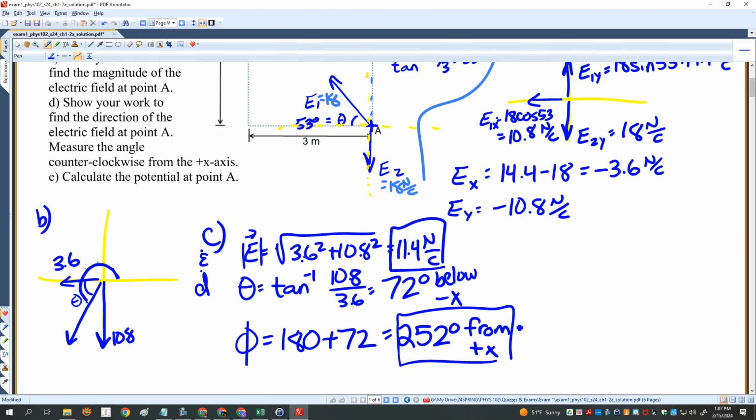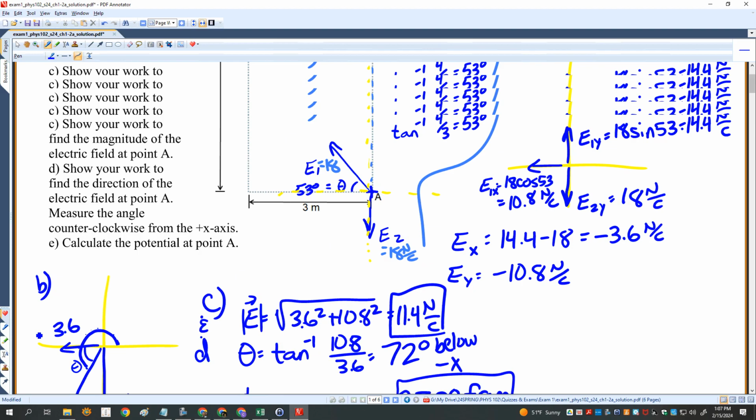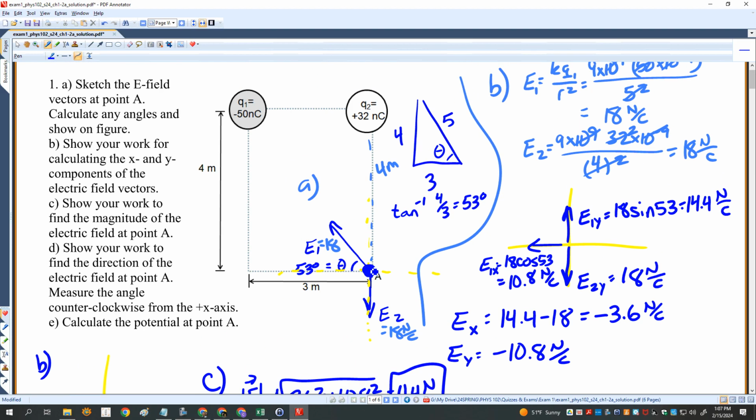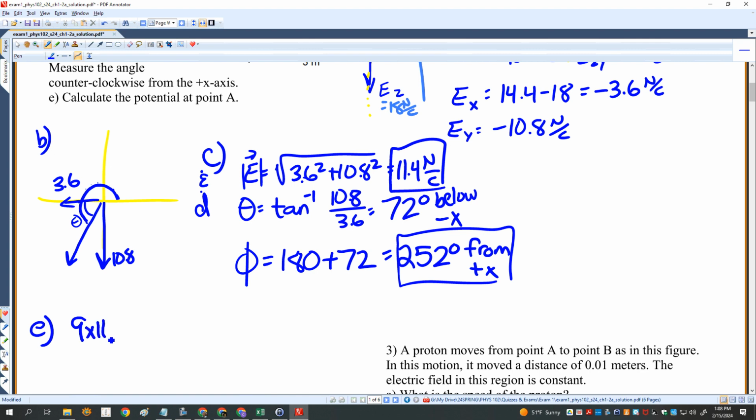So the final part of this question, part E, is to find the potential. And remember, to find the potential, I find the potential due to this charge and to that charge. So that's going to be 9 times 10 to the ninth times 50. I think that was a negative charge actually. Negative 50 times 10 to the minus 9 divided by the distance to that 50 nanocoulomb charge, which is 5 meters.